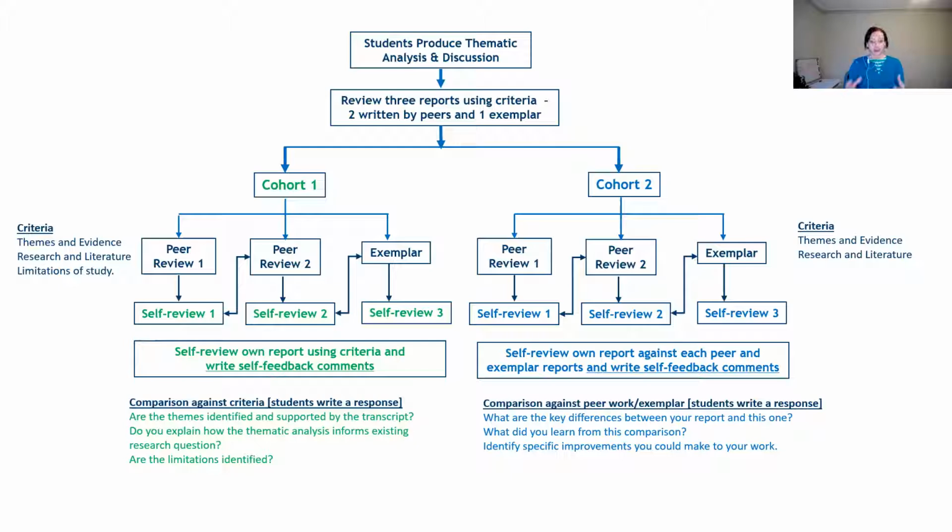So each of the cohorts had to review three reports, two of them which were written by peers, and one was an exemplar. This was one that I had written in collaboration with colleagues, and then the students reviewed it.